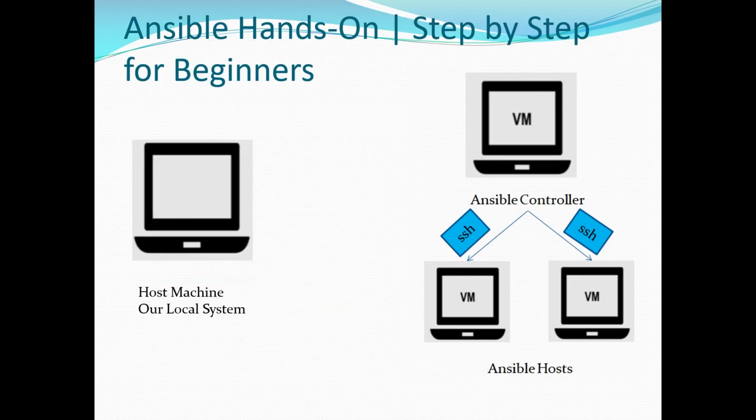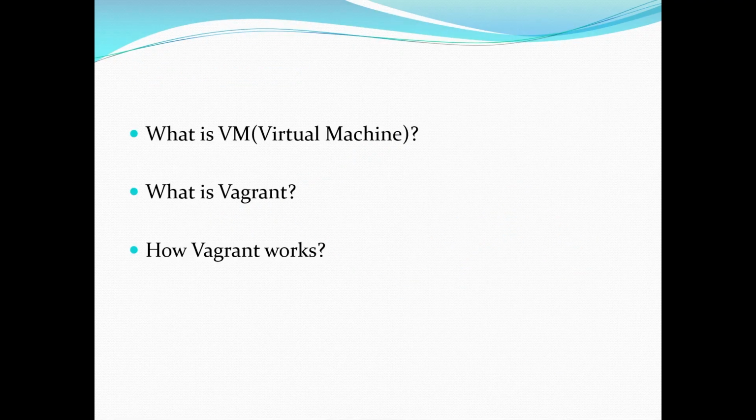So in the host machine, on our local system, we'll have Vagrant. And after that, we'll create three virtual machines. One will be the controller, and the other two will be hosts. So two hosts, one controller. And then we'll do the operations. But before that, we have to understand what is a virtual machine, what is Vagrant, and how Vagrant works. That is very, very important.